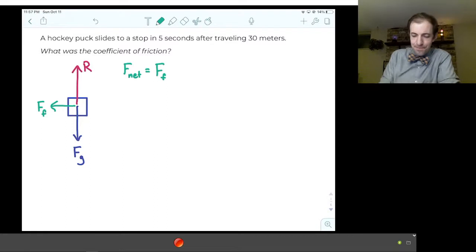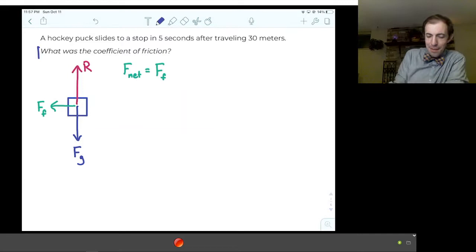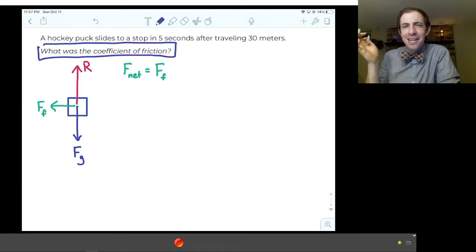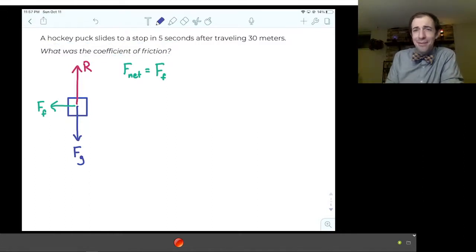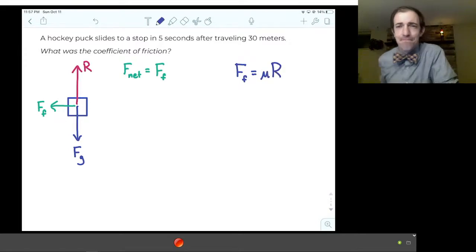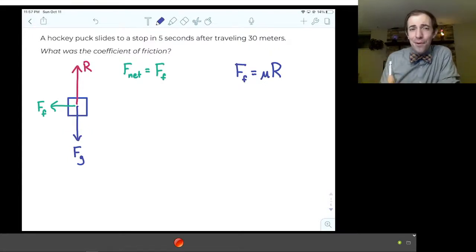All right, from there, let's look back at the problem that we're actually trying to solve here. The problem that I'm looking for is, what is the coefficient of friction? Coefficient of friction is given by the symbol mu. It's that Greek letter. And the only equation that we've seen that symbol in is this one here. FF is equal to mu times R. All right. Now, we don't have the force of friction yet. We don't have R yet. But we do have enough relationships to help us get there.